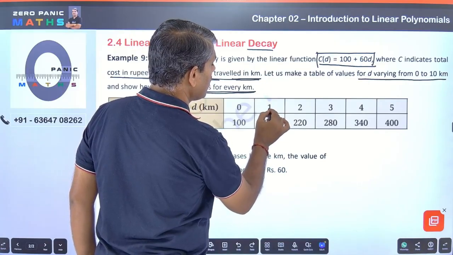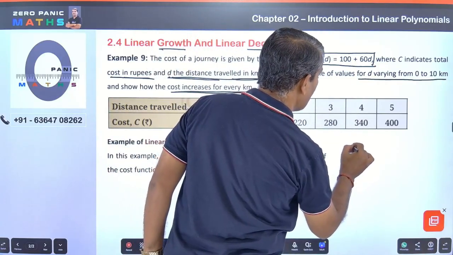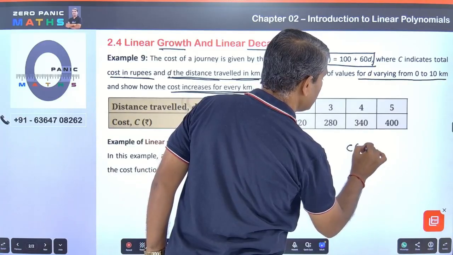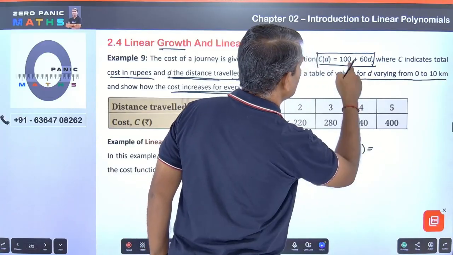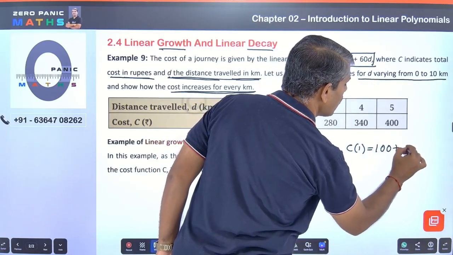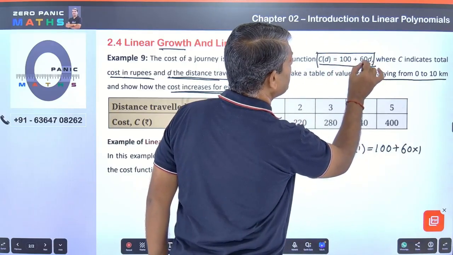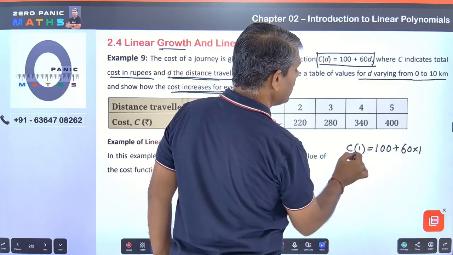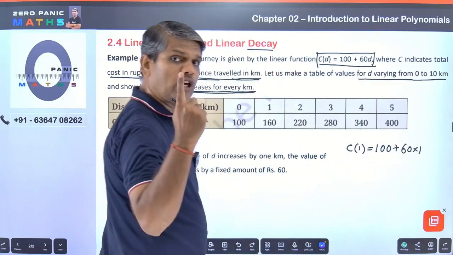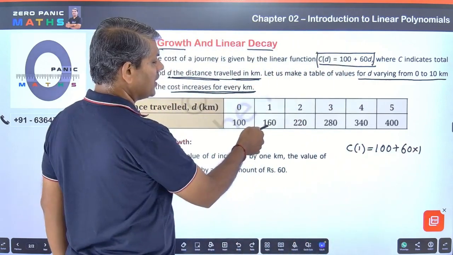You can see that for 1 kilometer, how this is calculated is C(1). When d is equal to 1, you substitute that value 1 in this equation, 100 plus 60 into d. C(1) is the cost of traveling 1 kilometer, and what is that? 100 plus 60, that is 160.